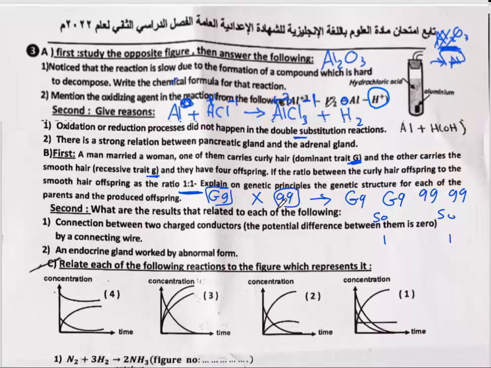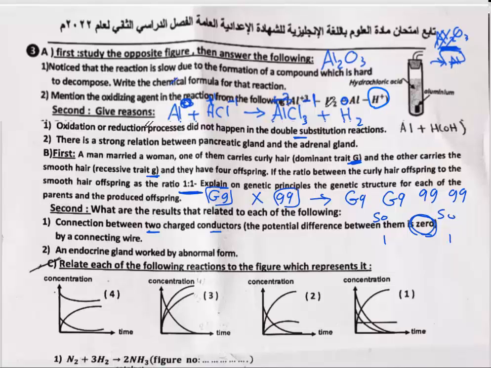Second, what are the results related to each of the following? Number 1, connecting two charged conductors by a conducting wire. The potential difference between them is 0. Of course, they are two conductors, but the potential between them is 0. So, no potential difference, no electric current goes or flows through the wire.